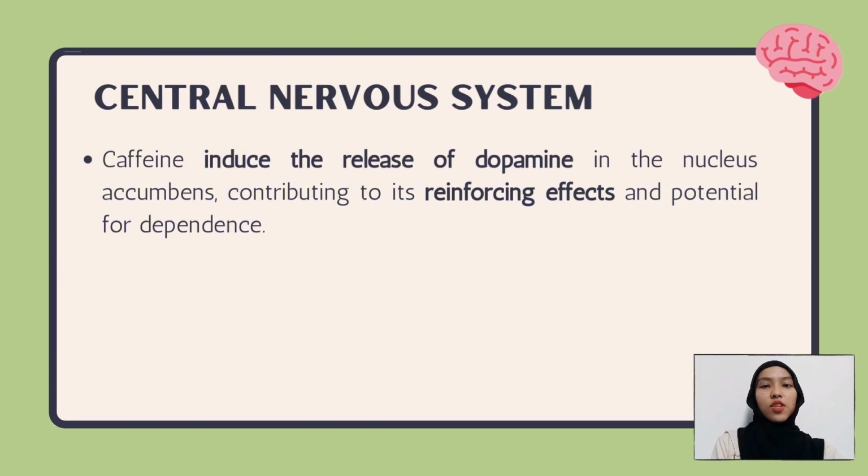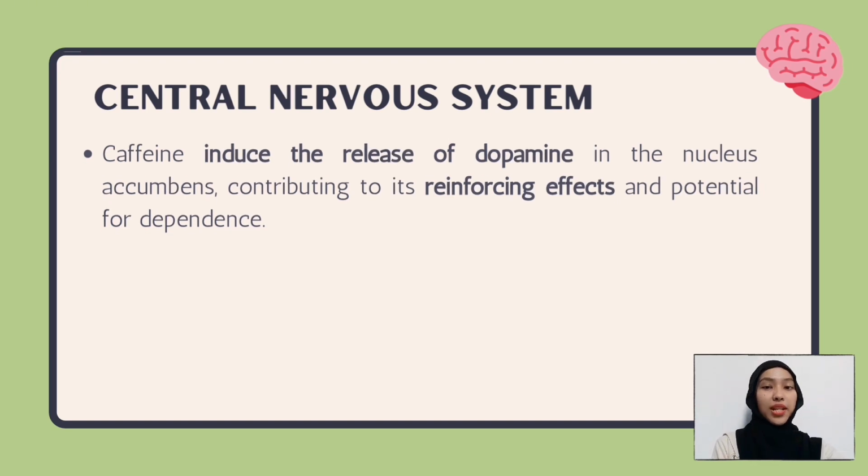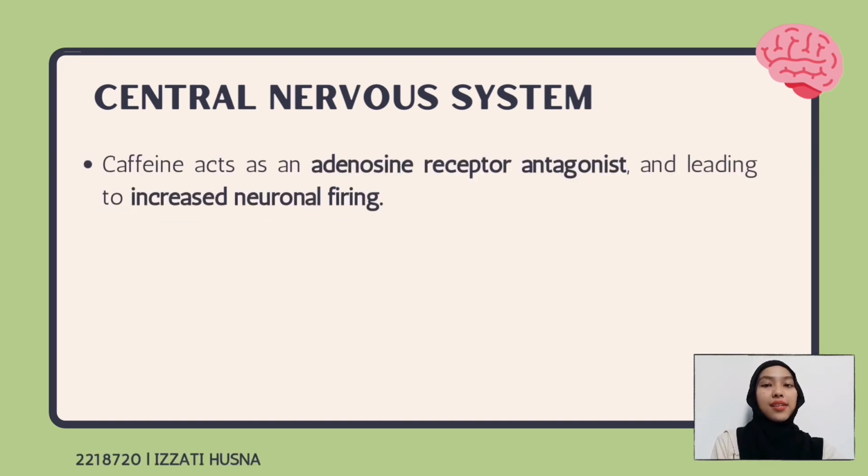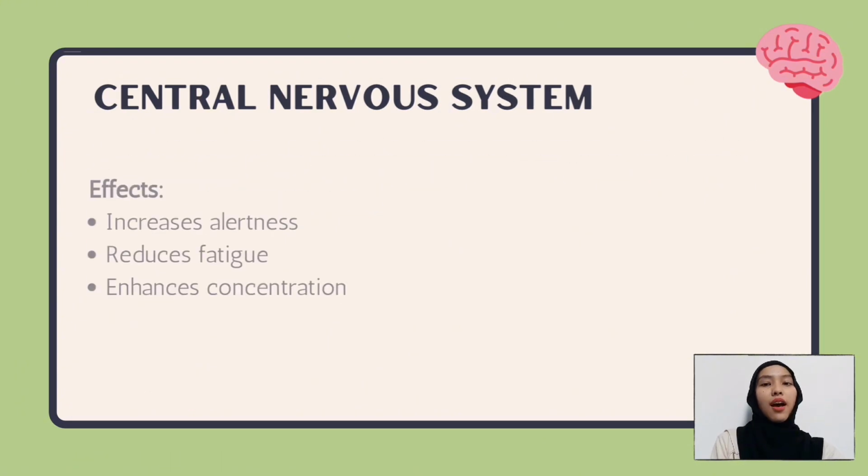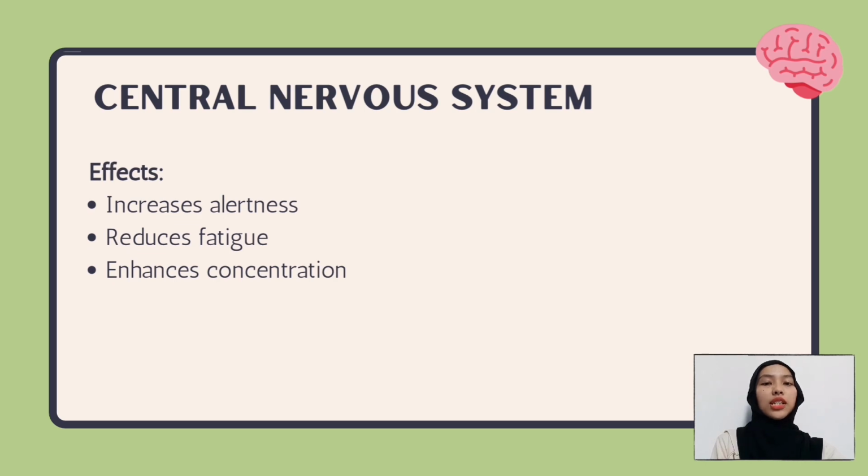Firstly, let's talk about the toxic effects of caffeine on the central nervous system. As a CNS stimulant, caffeine induces the release of dopamine from the brain, contributing to its reinforcing effects and potential for dependence. It acts as an adenosine receptor antagonist that works to block the inhibitory effects of adenosine and will eventually lead to increased alertness, reducing fatigue, and enhanced concentration.